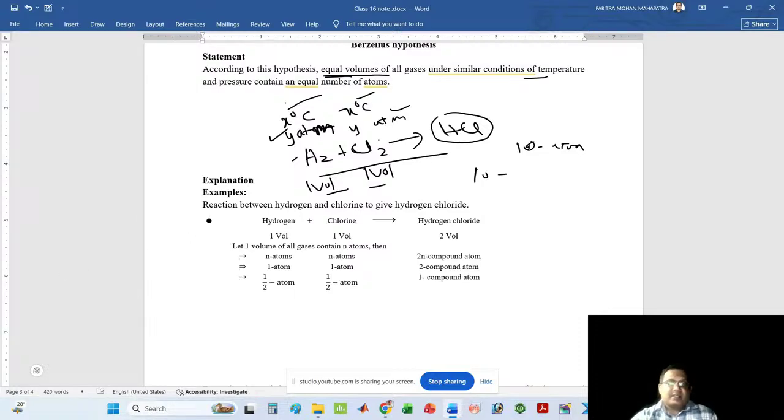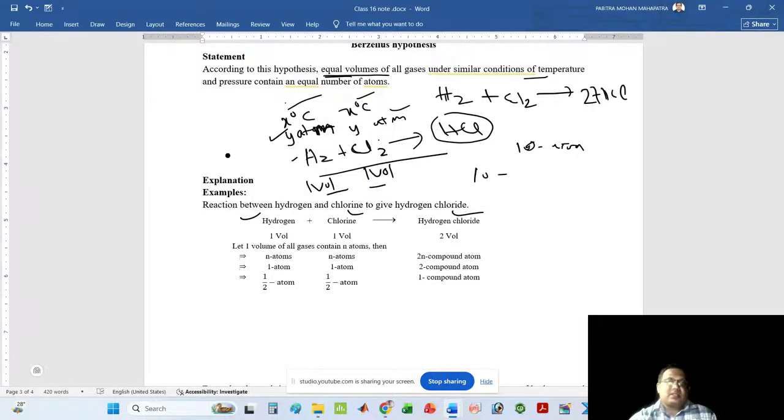I have taken an example, that is hydrogen plus chlorine gives hydrogen chloride. This is the reaction between hydrogen and chlorine. If you want to balance this equation, I have taken H2 plus Cl2 gives HCl. To balance it, you multiply HCl by 2. That means H2 plus Cl2 gives 2 HCl. Actually, this is the exact reaction.